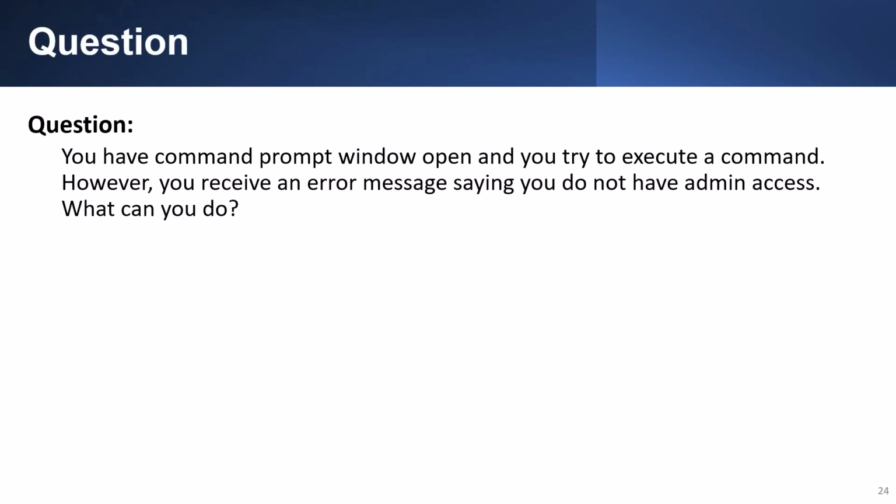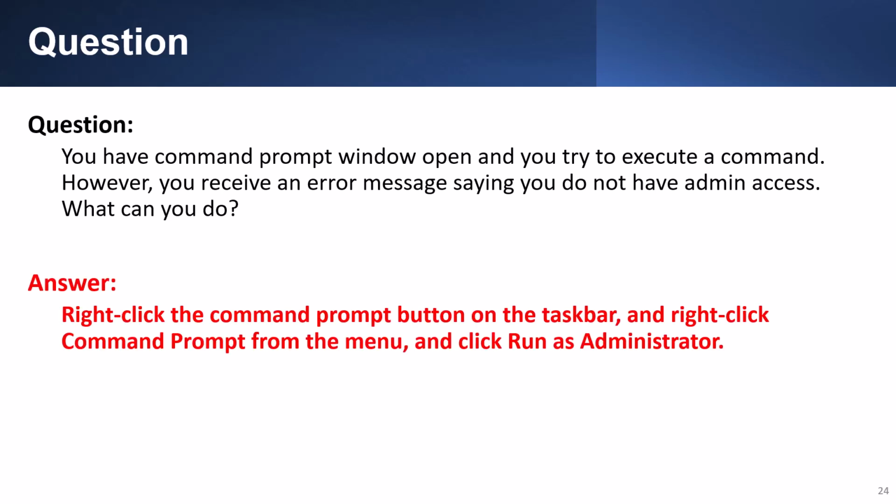Question: you have a command prompt window open and you try to execute a command. However, you receive an error saying that you do not have admin access. What can you do? Answer: right-click the command prompt button on the taskbar, right-click command prompt from the menu, and click Run as Administrator.